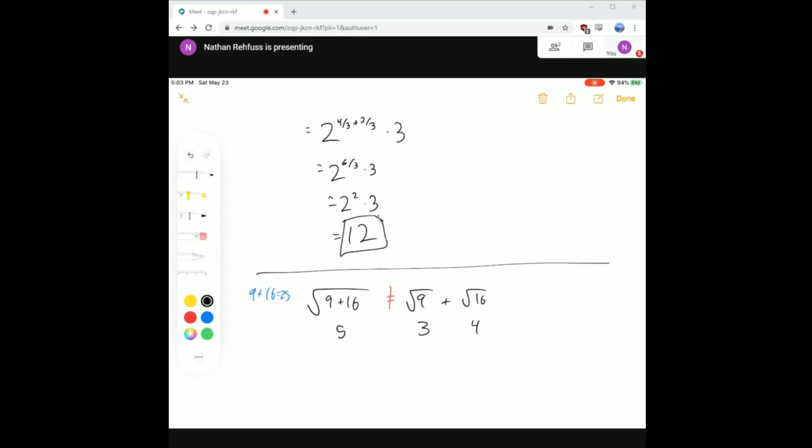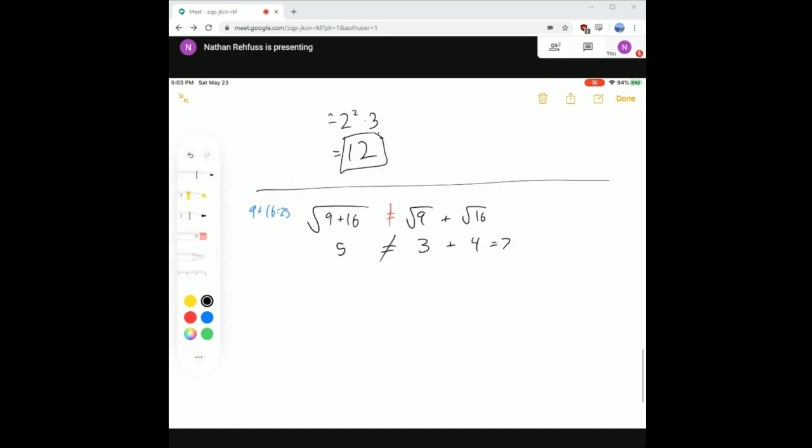And 5 is not the same as 3 plus 4. 3 plus 4 is 7. 5 is not the same as 7. So these are two different numbers. And in general, if you have root x plus y, it's not going to be the same as root x plus root y. Because remember, a square root, a radical, is just another way to write a power of 1/2, and you cannot distribute exponents over addition.